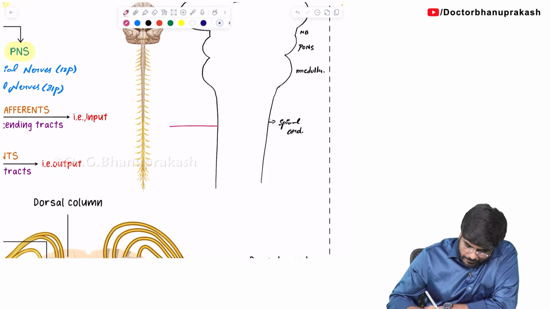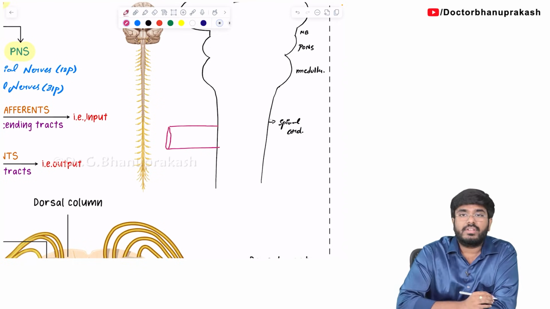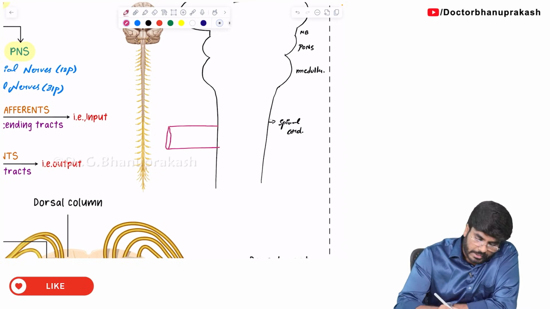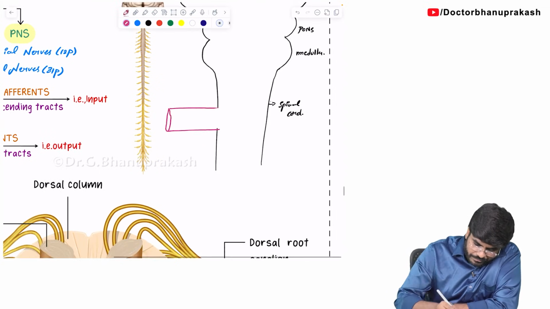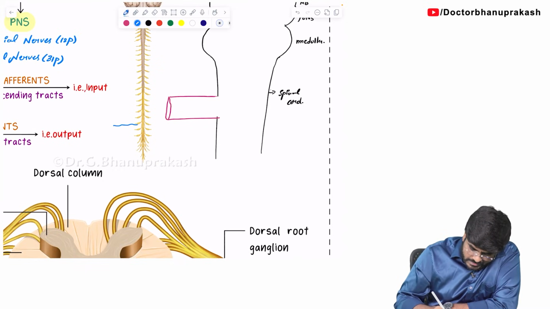Okay, here is the spinal nerve. We all know there are 31 pairs of spinal nerves, but here I am showing you one spinal nerve. What is the spinal nerve doing? Let me tell you. Here I am drawing my skin. Let's say here is my skin.